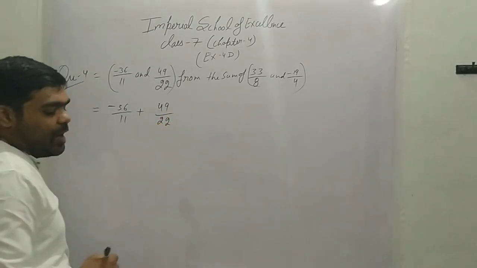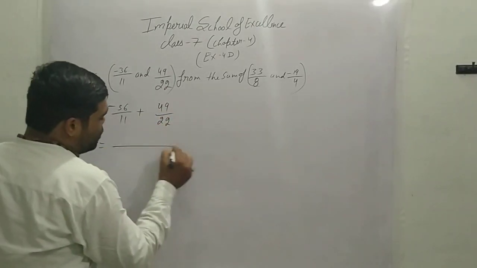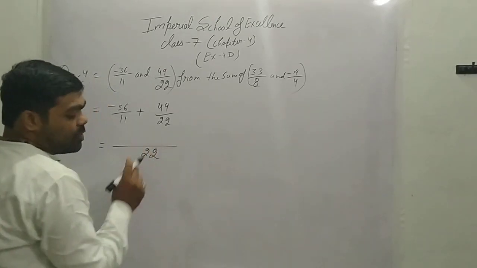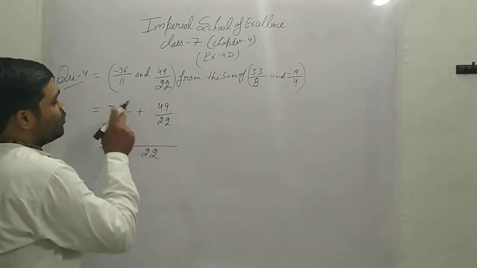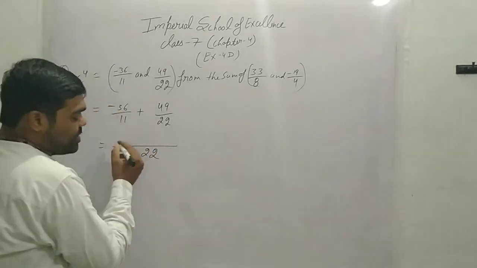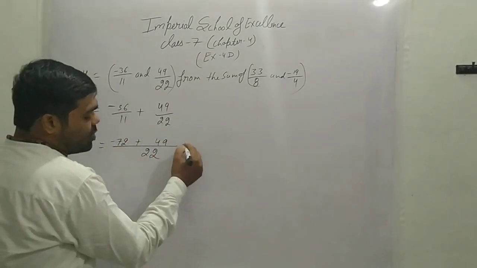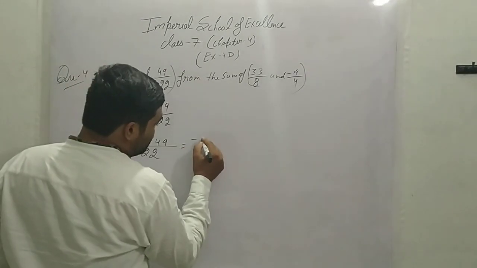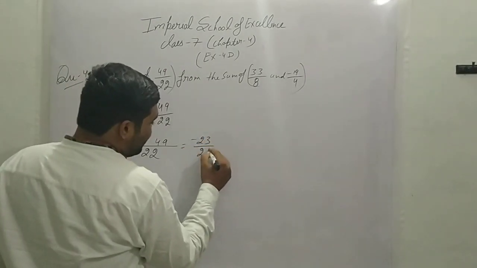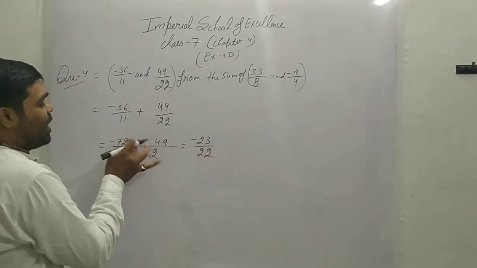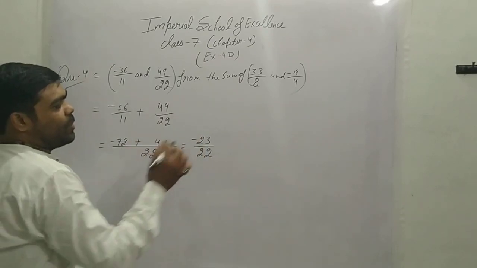Take the LCM of 11 and 22. LCM of 11 and 22 would be 22. 11 twos are 22, 2 multiplied by 36 would be minus 72 plus 49. Your answer would be minus 23 upon 22. जब आप इन दोनों को प्लस माइनस करेंगे, minus 23 upon 22.